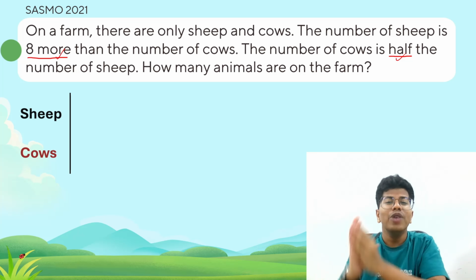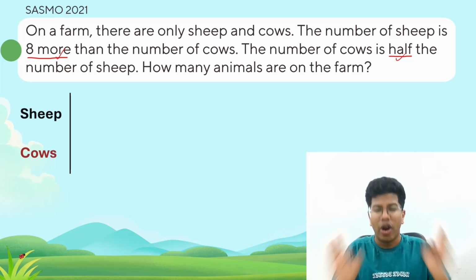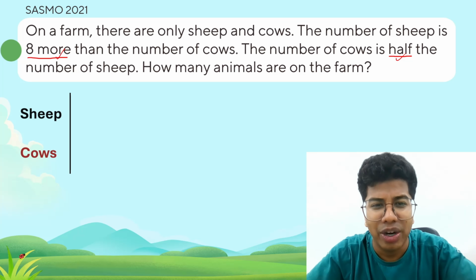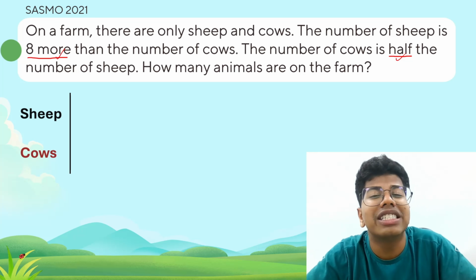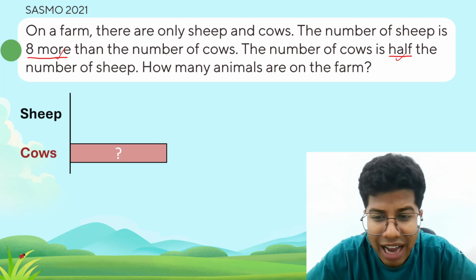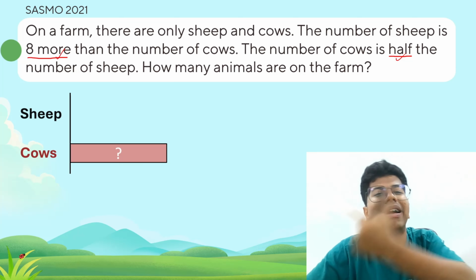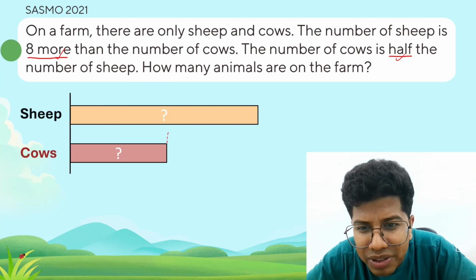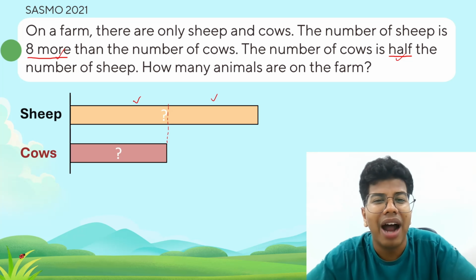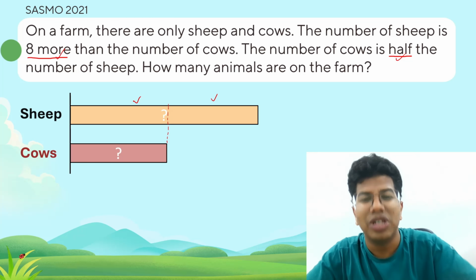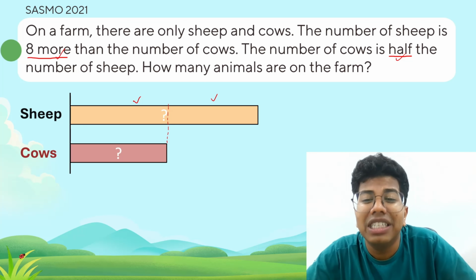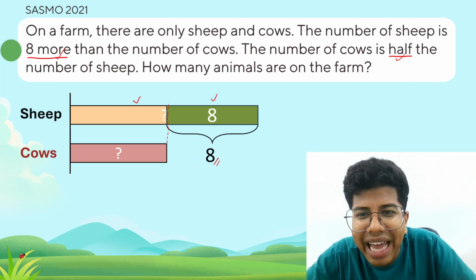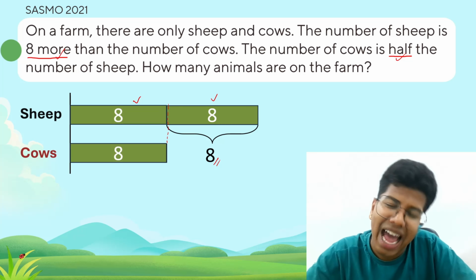Perfect. We just saw we should use the multiple relation to draw a model, because then we can assure the model is correct. So here, let's see how we can draw. The number of cows is half. So cow is half. Let's say cow is this size, sheep. How many more parts do I need to draw for sheep? Oh, 2 more. So here, this part and this part, I have drawn 2 more parts. Then the question says that the number of sheep is 8 more. So the extra part here is 8. So if this part is 8, this is also 8. And if this is 8, this is already 8 and this is 8.